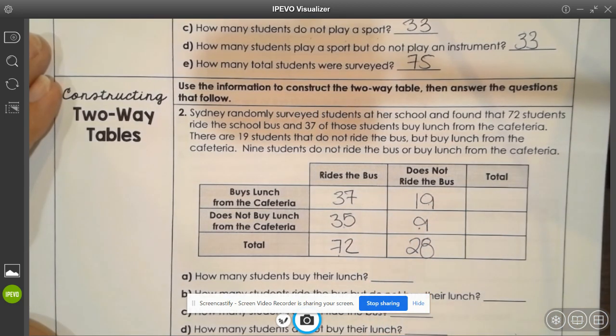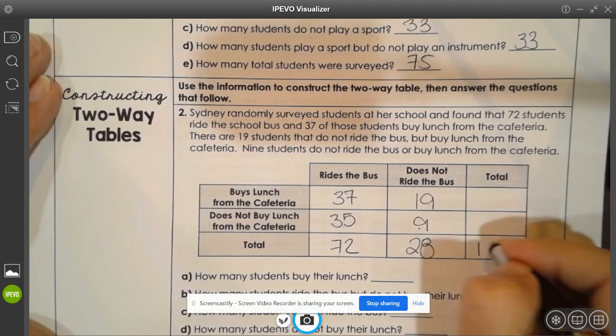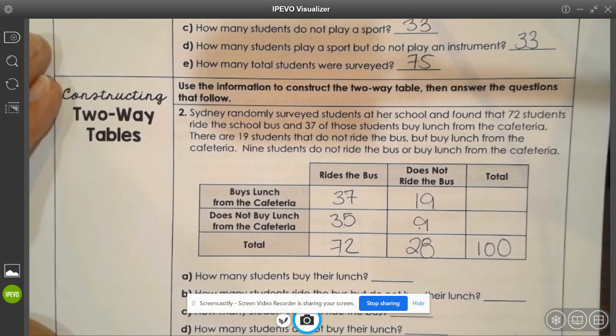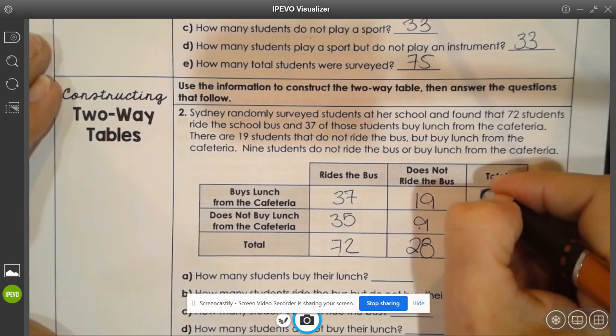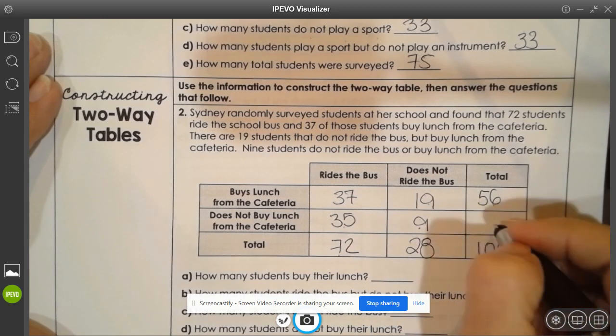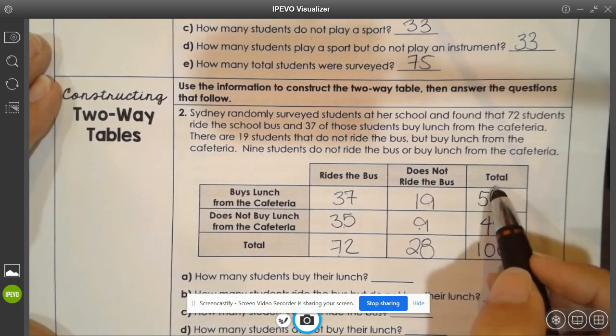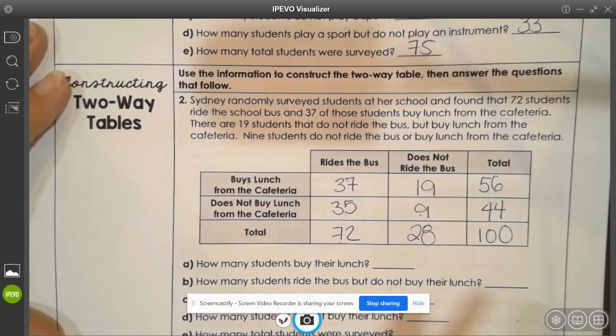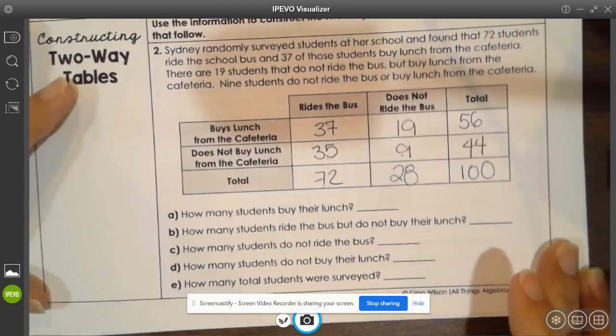And then we can find these numbers. So that's 72 plus 28. That is a total of 100 students. And then we can find the total of the rows here. So that's 37 plus 19, that is 56. And then we have 35 plus 9. That's 44. Now notice that 56 plus 44 is 100. All right, so the totals should match also, right? All right, we keep going.